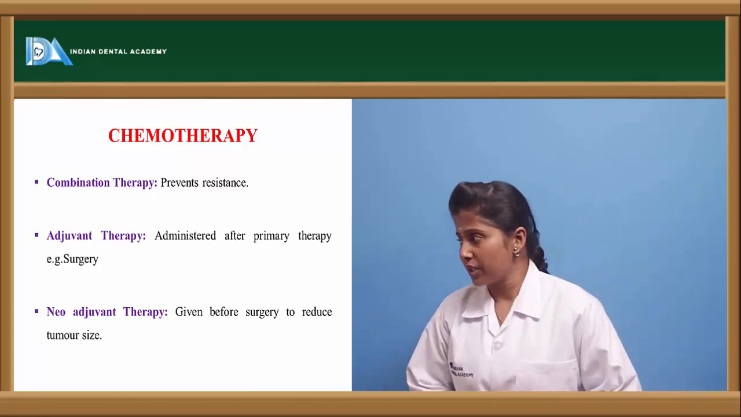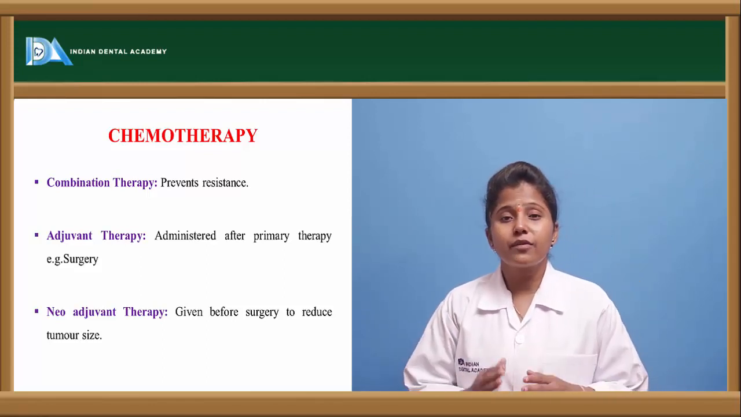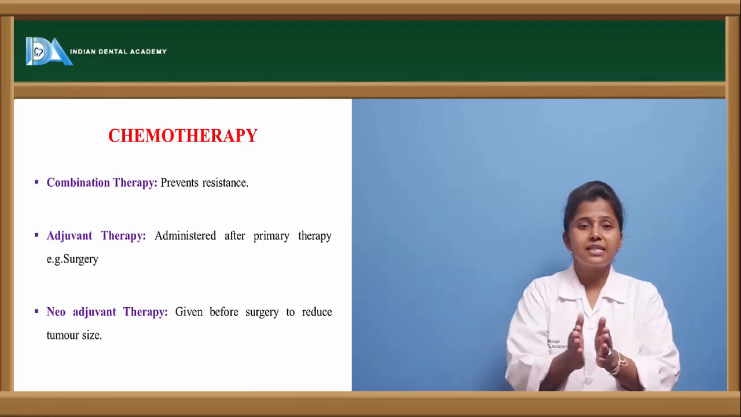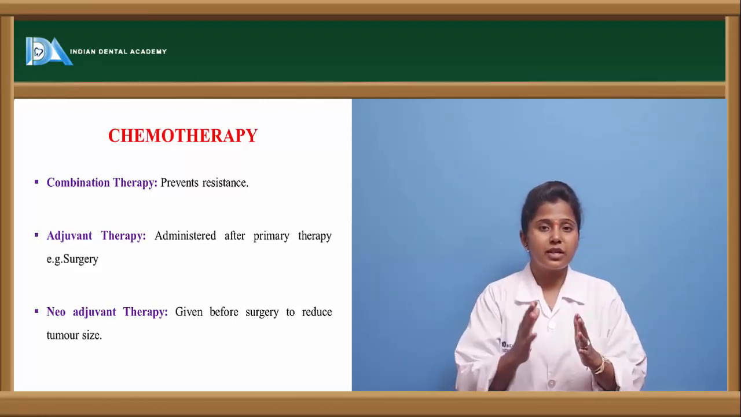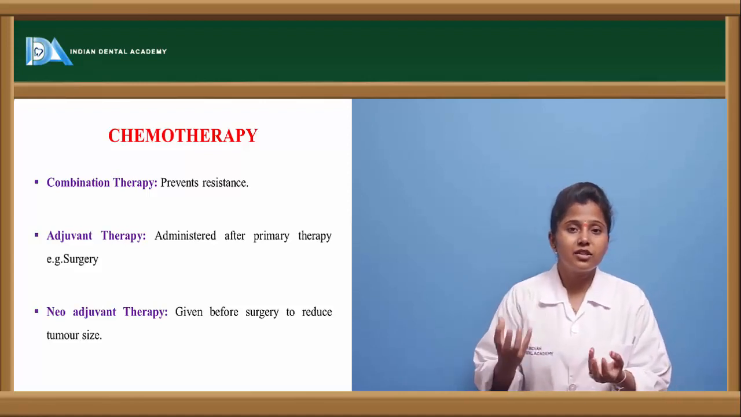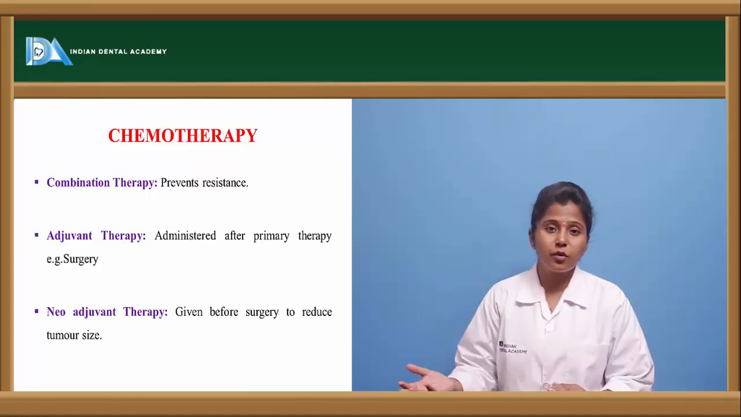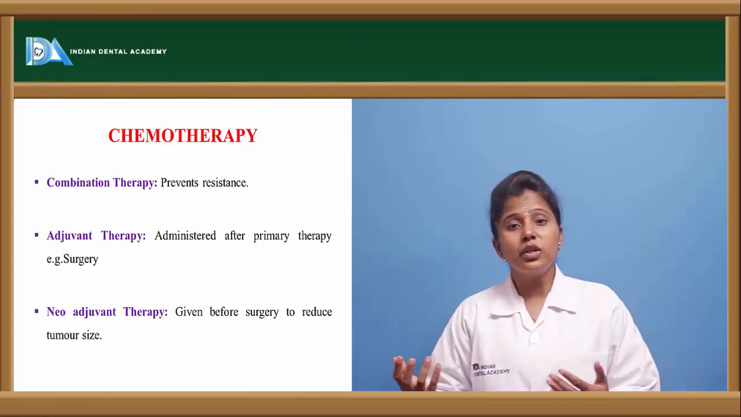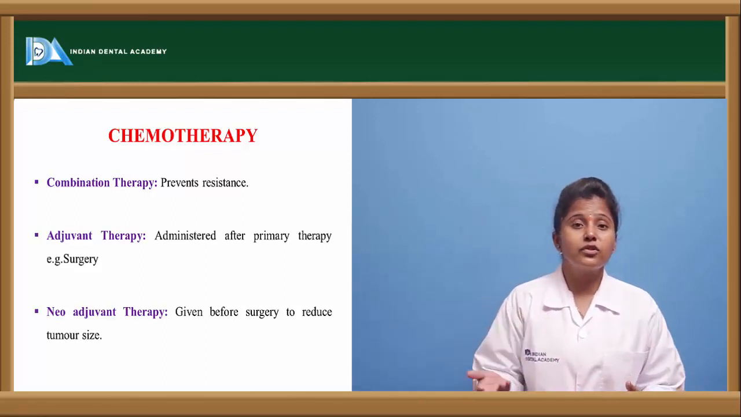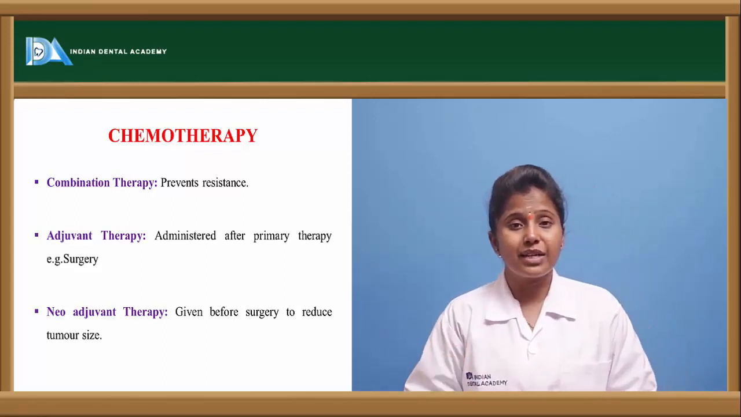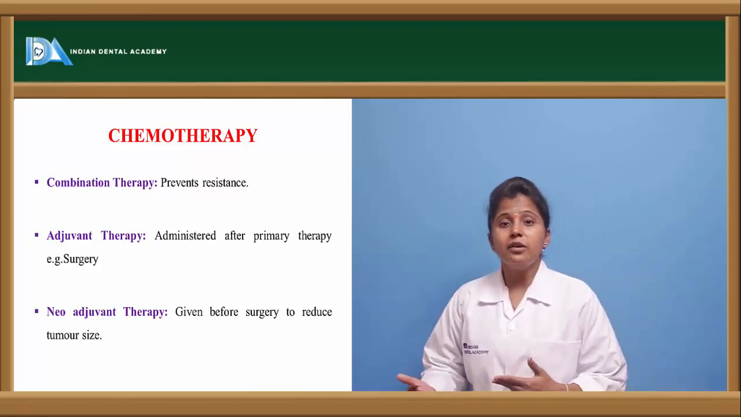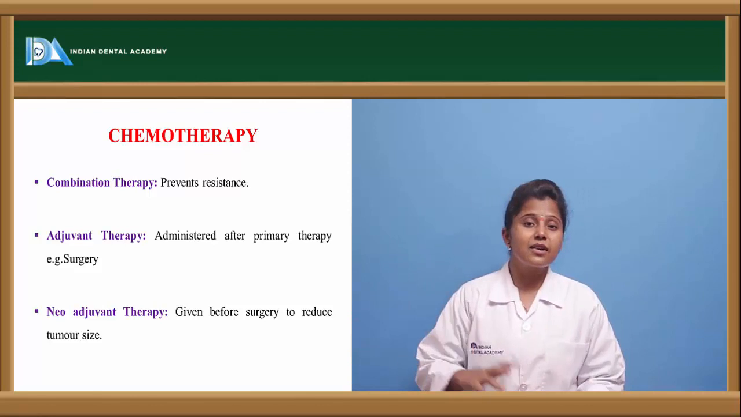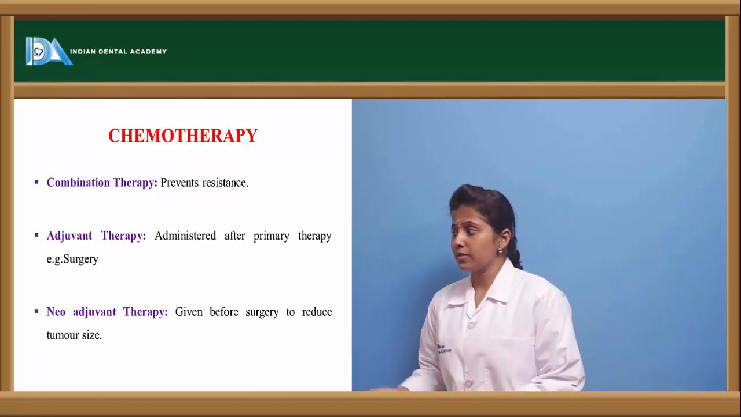The other one is adjuvant therapy. Adjuvant therapy is administered after the primary therapy. For example, a surgery is done on a patient and the tumor is removed. After the removal of the tumor, after the primary therapy, this adjuvant therapy is given in order to prevent the cancer cells from recurring. So this is adjuvant therapy.